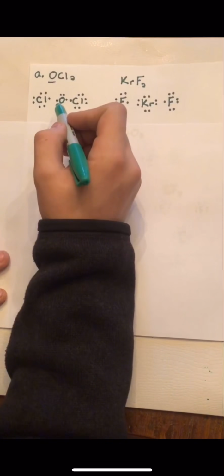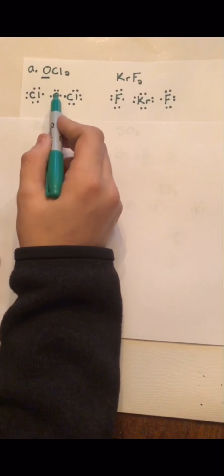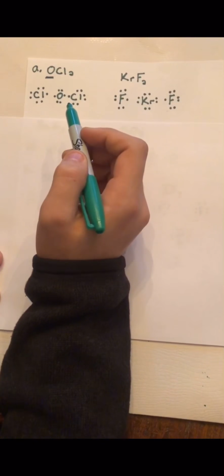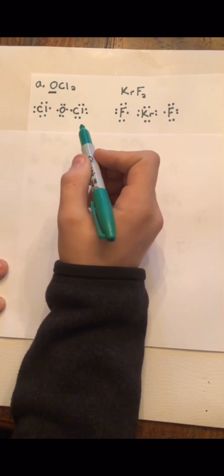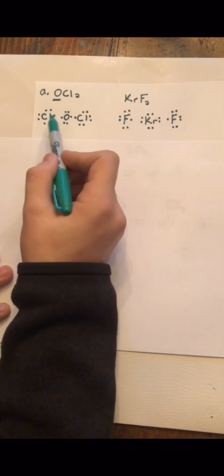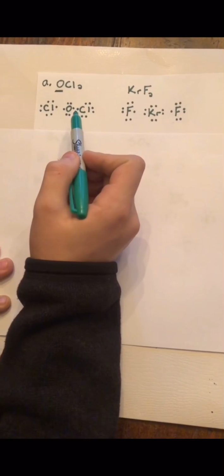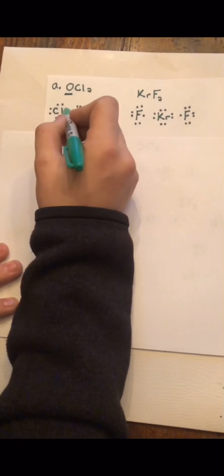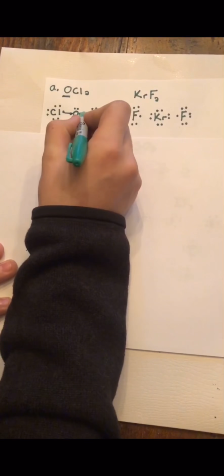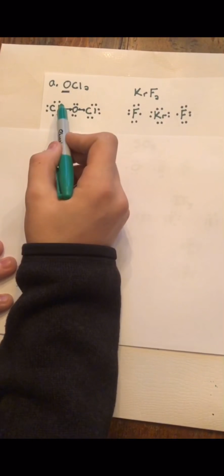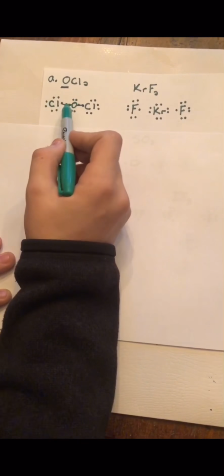For the first compound, we are given OCl2. Because oxygen is the first element in the compound, we know that it will be at the center of the Lewis structure, and that goes for the rest of the compounds. Oxygen has 6 valence electrons, and chlorine has 7. Now we add a single bond, and each atom has a full octet set. Chlorine has 8, and oxygen has 8.